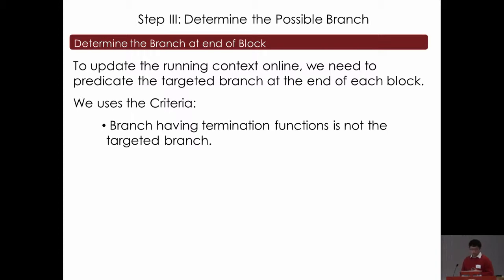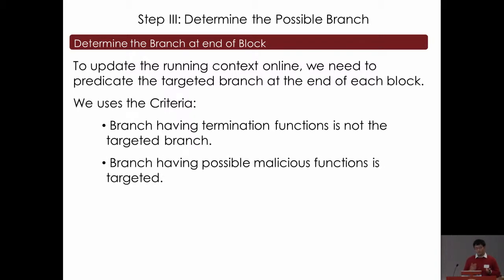First, if we find a branch containing some termination function, it is not the target branch. For example, if we find a branch with a system call like exit thread, which means it wants to stop its execution, we probably think that if the malware goes to this branch, it is not desirable. It probably wants to choose another branch. So we can discard all the environments that lead to this branch.